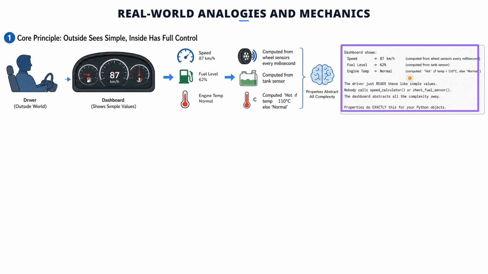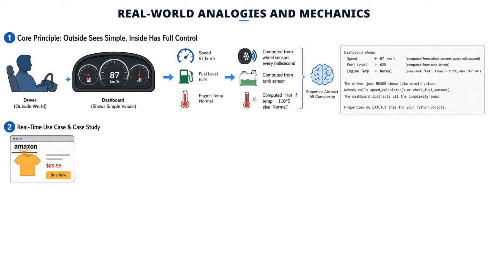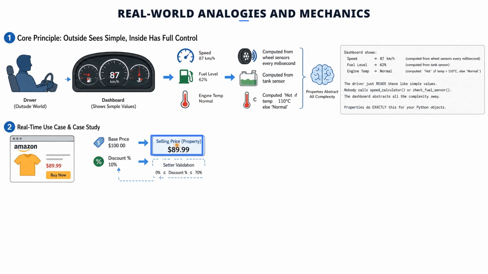Let's look at a professional environment, like an e-commerce pricing engine on Amazon or Myntra. A product class might store raw data like a base price and a discount percentage. However, the selling price the customer sees is actually a property. It is calculated fresh every single time from that base price and discount to ensure it is always accurate. Furthermore, we can use a setter to validate changes. If someone tries to update the discount, the setter can check if that value is within a legal range, like between 0 and 70%, before allowing it to be saved.